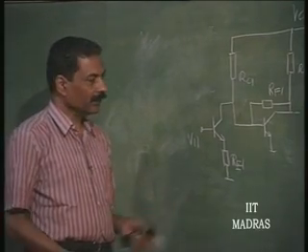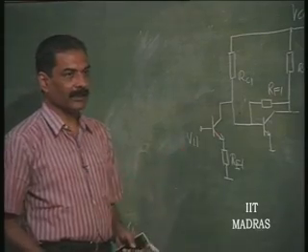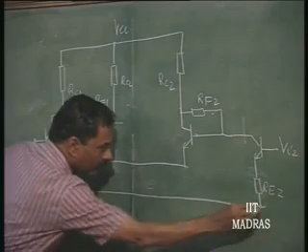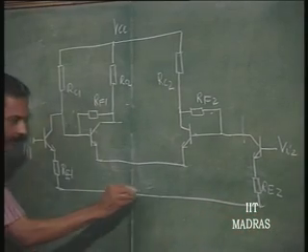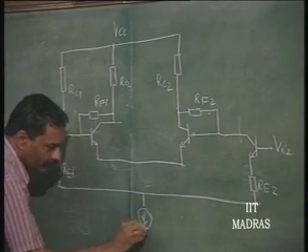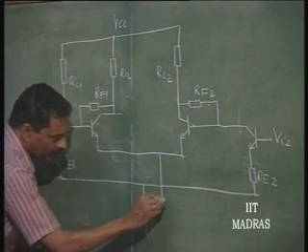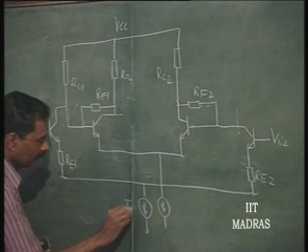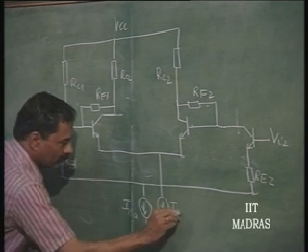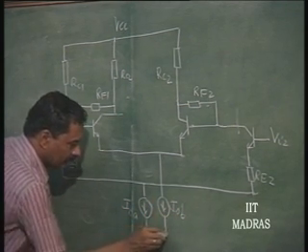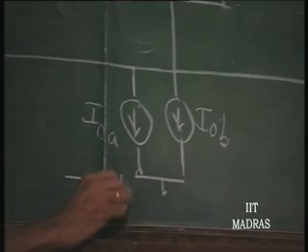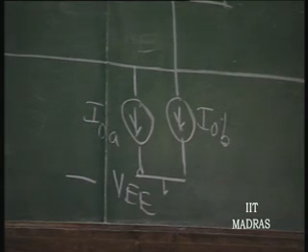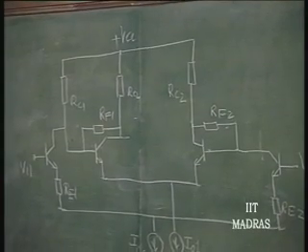The basic principle is whenever you have a symmetric structure like this, the ground, this is the common point, can be lifted and you can make it go through a current source. I naught A, I naught B, minus VE and plus VCC. So, this becomes a wideband IC.